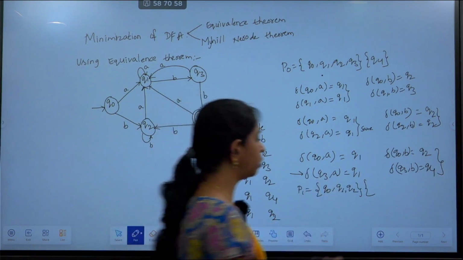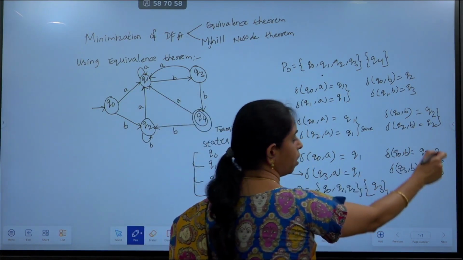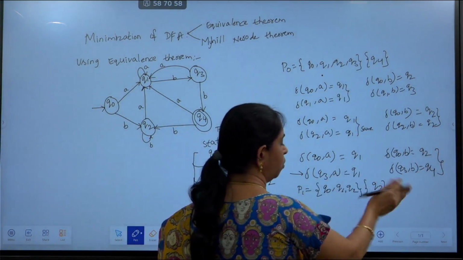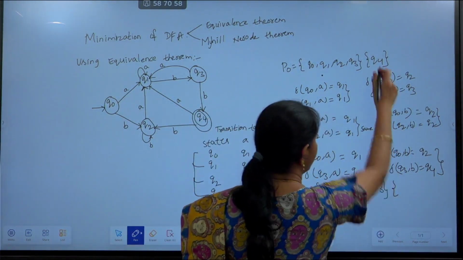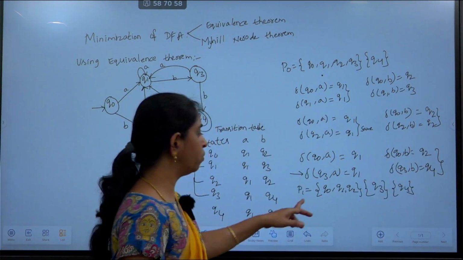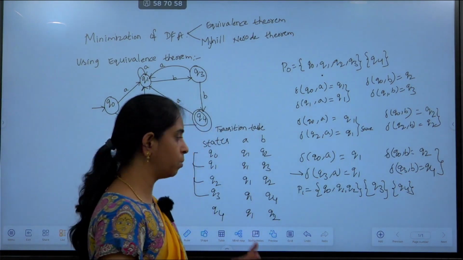Now move Q3 to another state, because whenever we are performing with Q3, we have reached Q2 and Q4. Q2 and Q4 are in the different states. Now move this Q3 to the different state, and Q4 as usual is the final state. Now after doing one more partition, again compare Q0, Q1, Q2, whether they are in the same state or not.